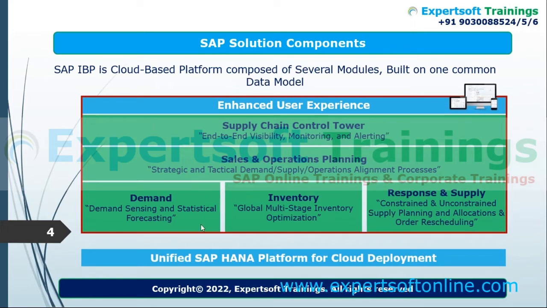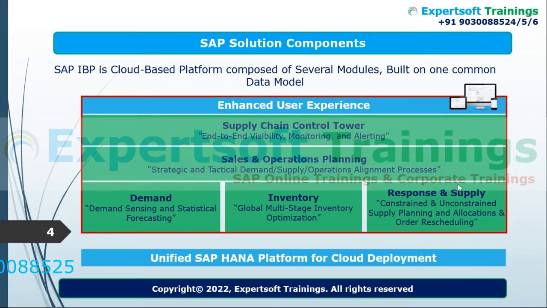So now we have seen the demand, the supply and the inventory. On top of this, we have one more module, that is sales and operation planning. Why do we require sales and operation planning? How is it different from our IBP demand or the IBP supply? When you take the license for sales and operation planning, it has the features of the basic demand planning and the basic supply.